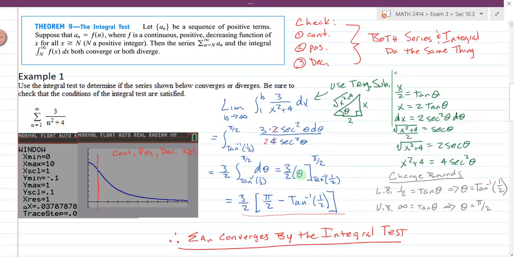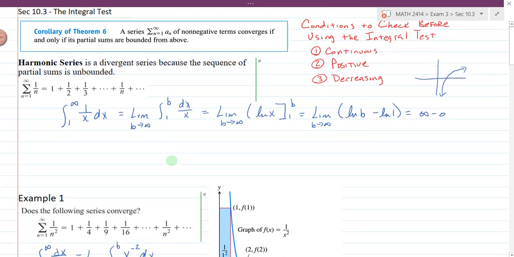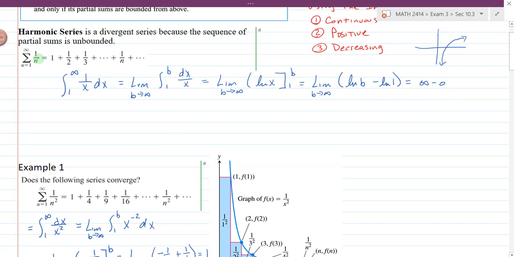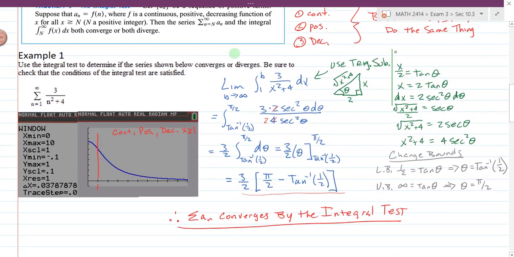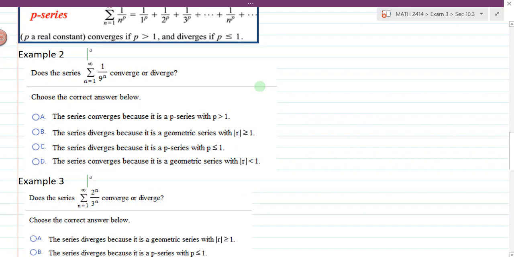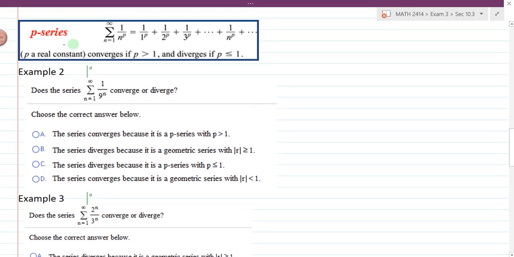Now, if we look back at these first two examples that we did, I want you to pay attention to the power on n in the denominator. When the power here was 1, the series diverged, but when the power was 2, the series converged. That observation leads us to our next test, which is called the p-series.